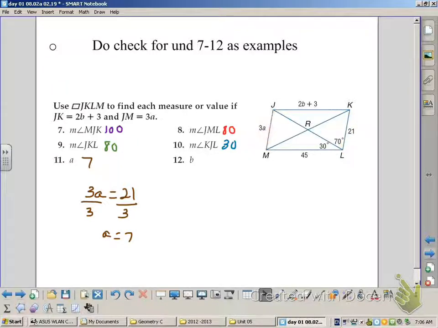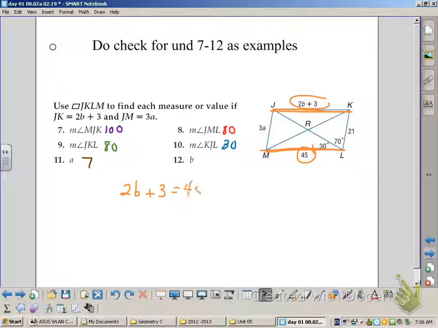All right, last example. B. B is part of segment JK. Just as in the last problem, we remember our property that the opposite sides are equal, and so that should be equal to ML, which is 45. Let's write our equation showing that they are equal, and then solve the equation. B will be 21.